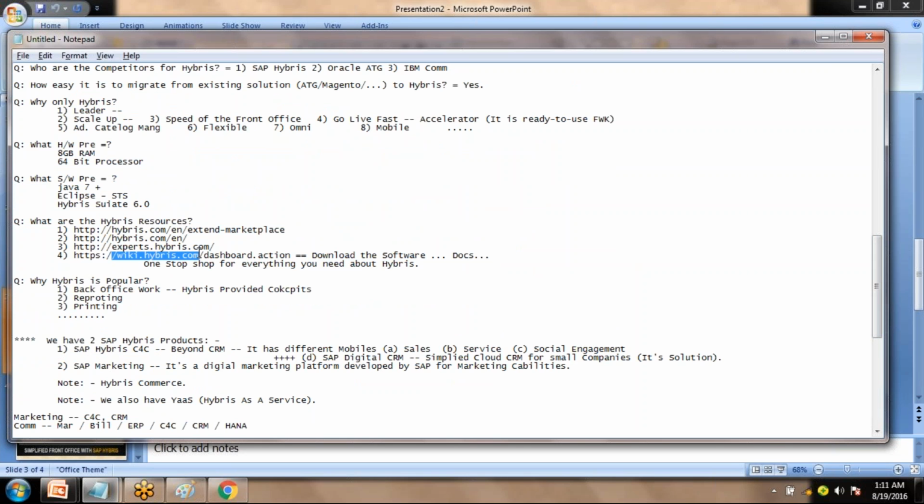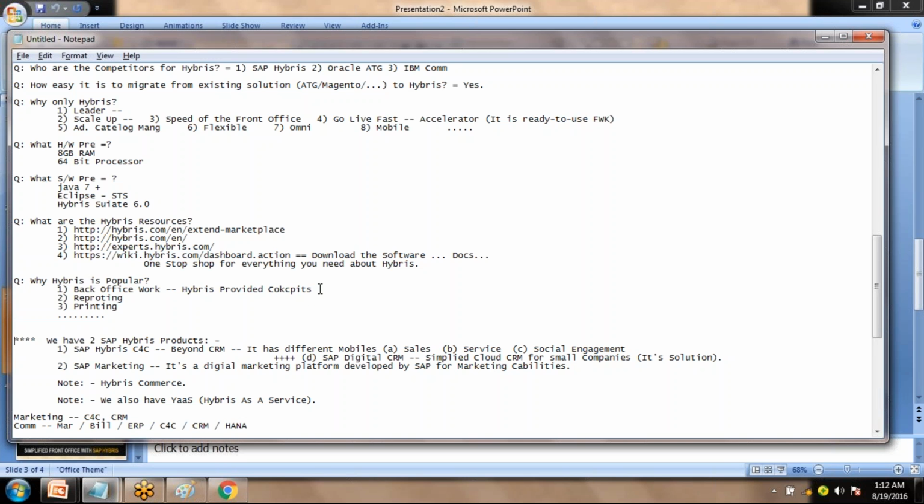The important one is wiki.hybris.com. You can get everything there. You can download the software, you can get the documents, you can get some of the videos, all these things, but only an SAP customer, SAP employee or partner can get access to wiki.hybris.com. That's the only challenge. Then why is SAP Hybris popular?